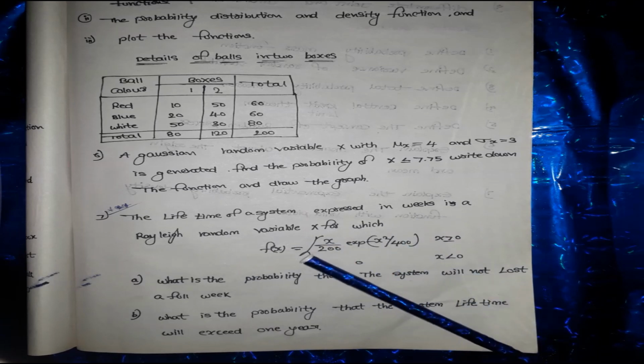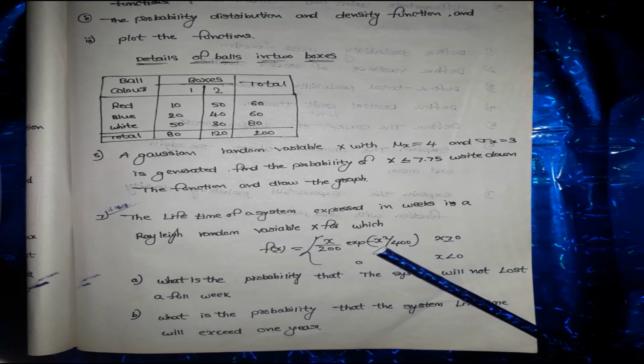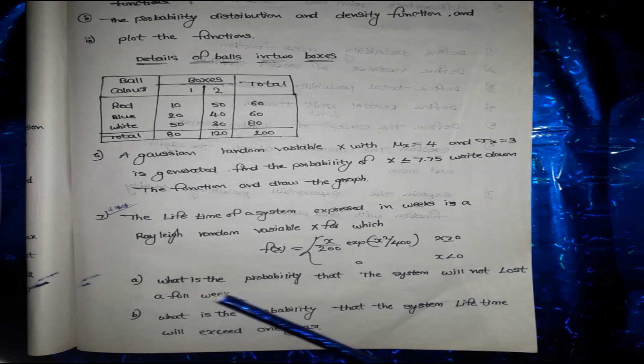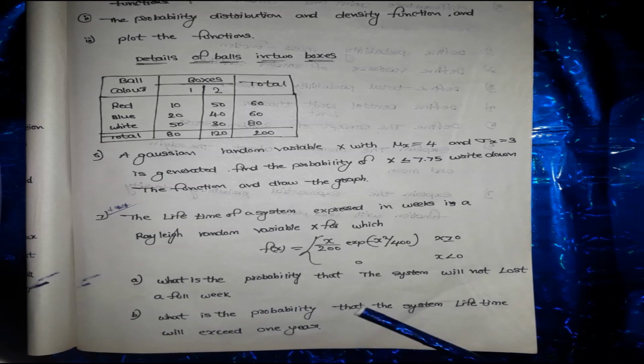Similarly, the lifetime of a system expressed in weeks is a Rayleigh random variable X, for which f(x) is x/200 times exp(-x²/400) for x greater than or equal to 0, and 0 for x less than 0. Now what is the probability that the system will not last a full week? What is the probability that the system lifetime will exceed 1 year?